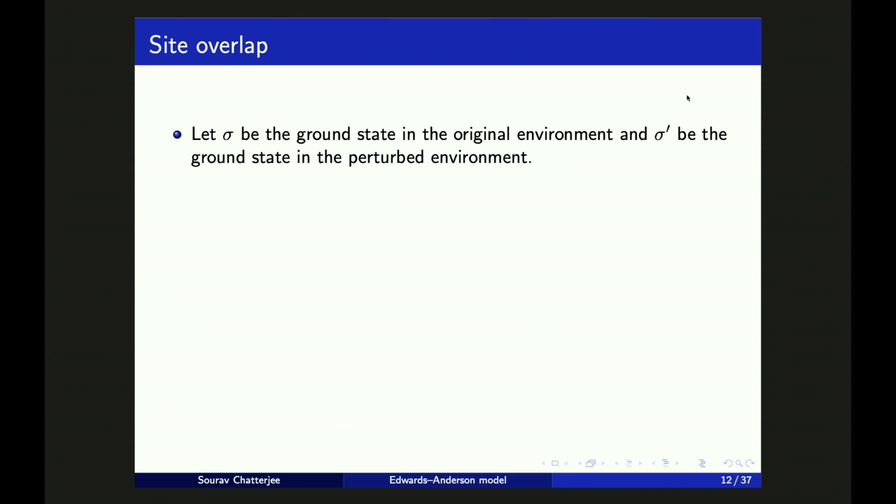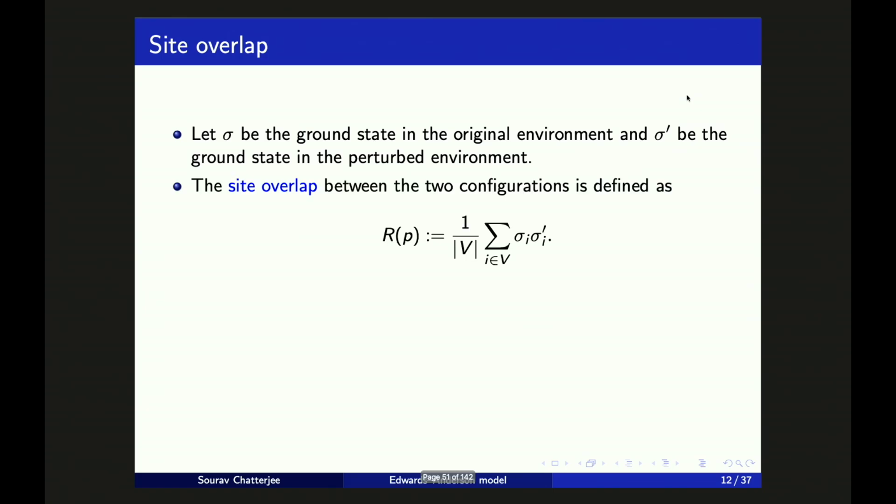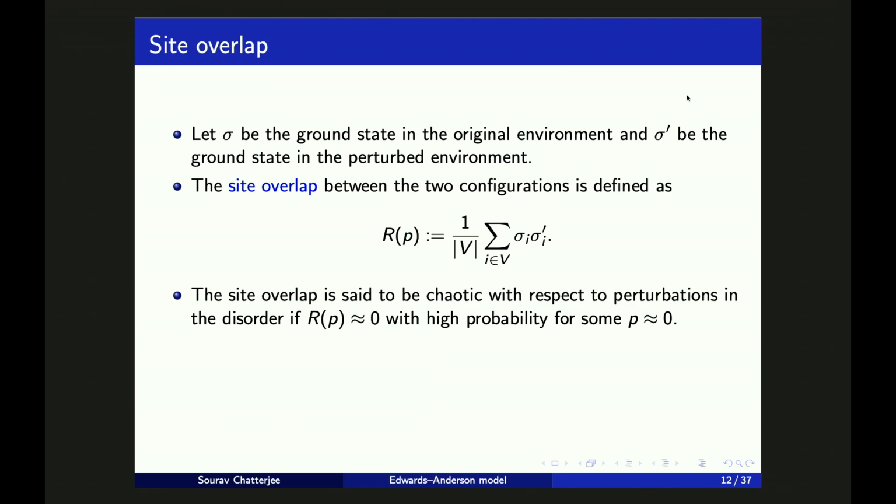Now, the site overlap. This is the overlap parameter that Gerard was talking about, introduced by Parisi. Let sigma be the ground state in the original environment and sigma prime be the ground state in the perturbed environment. The site overlap between these two configurations is just the normalized inner product. So you take the summation of sigma_i sigma_i prime, divide by the number of sites, and this is a number between -1 and 1. The site overlap is said to be chaotic with respect to small perturbations if this overlap becomes close to 0 with high probability for some p close to 0. So a small perturbation will make the new ground state almost orthogonal to the original one, okay?